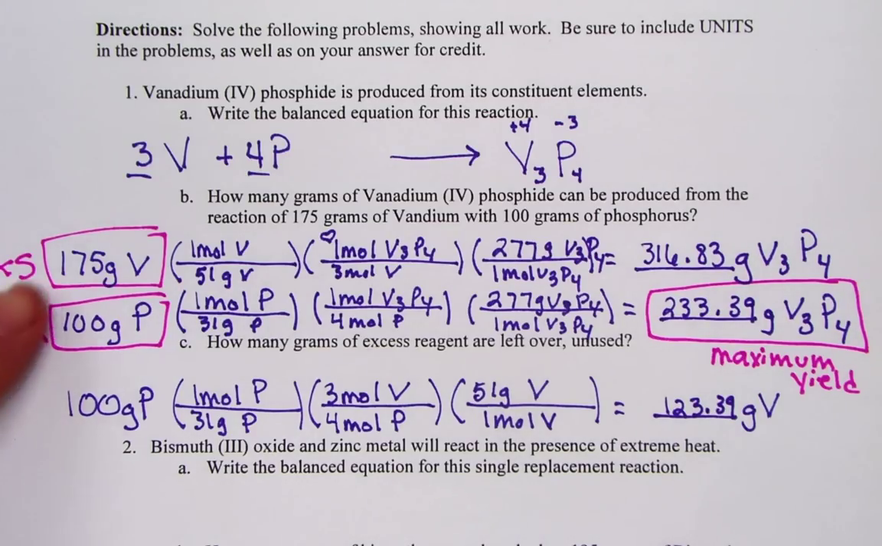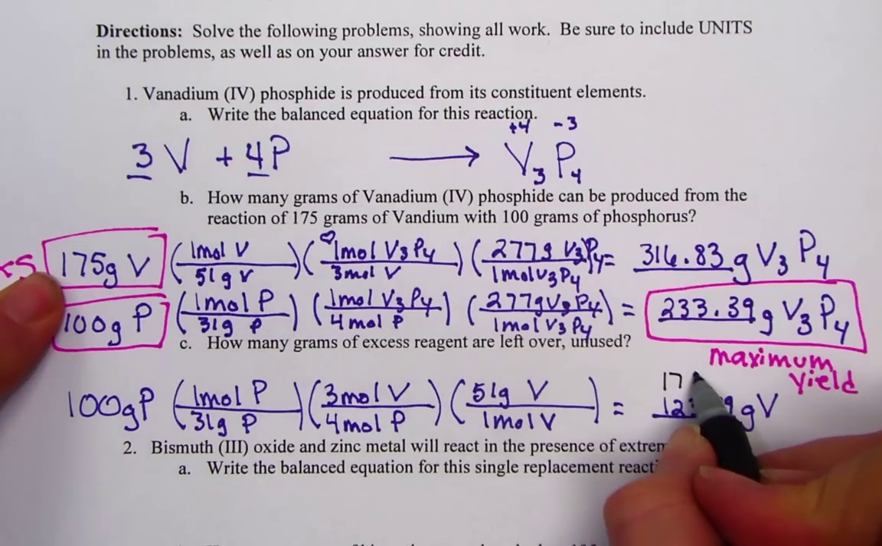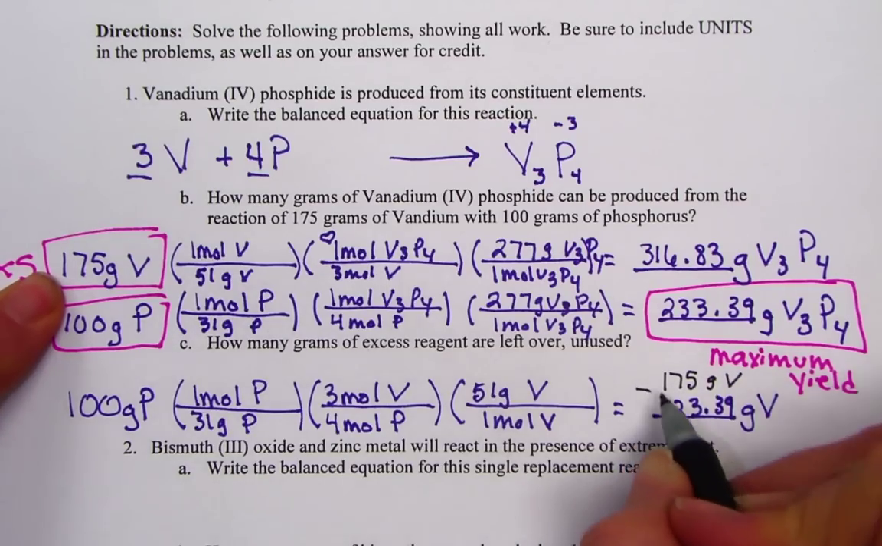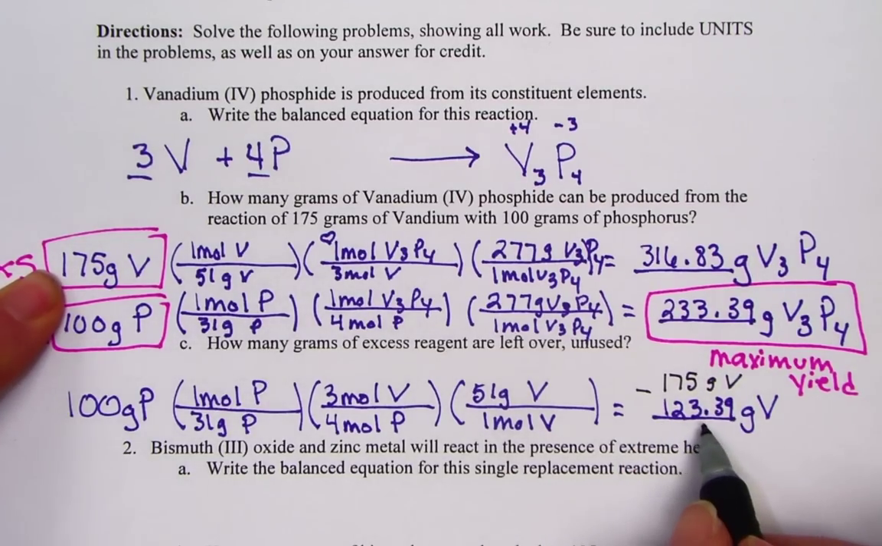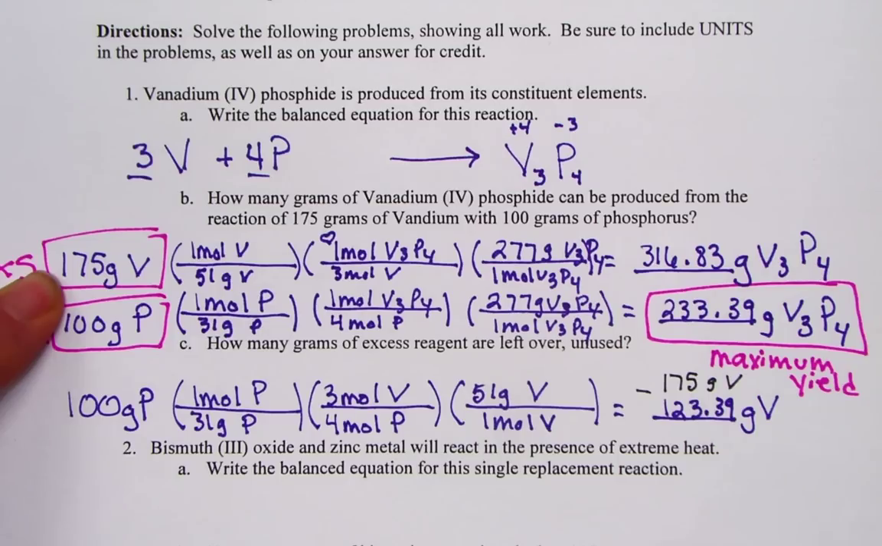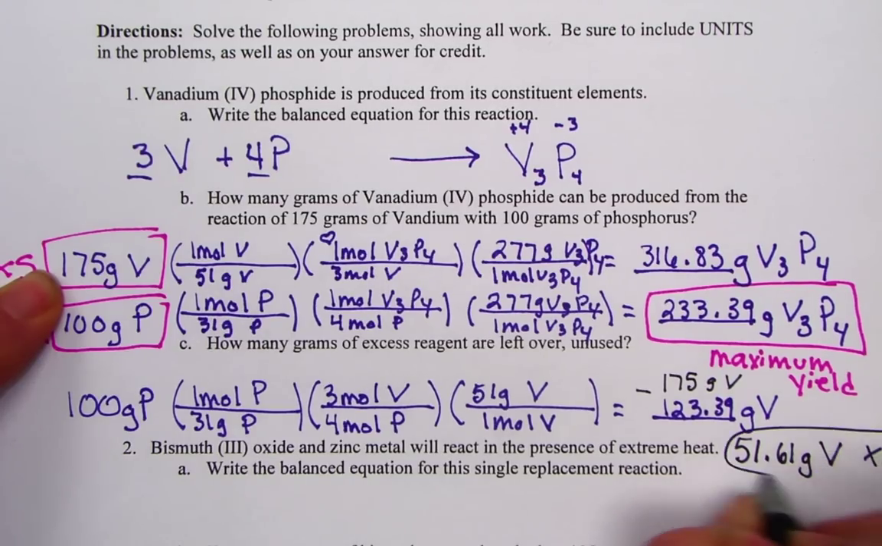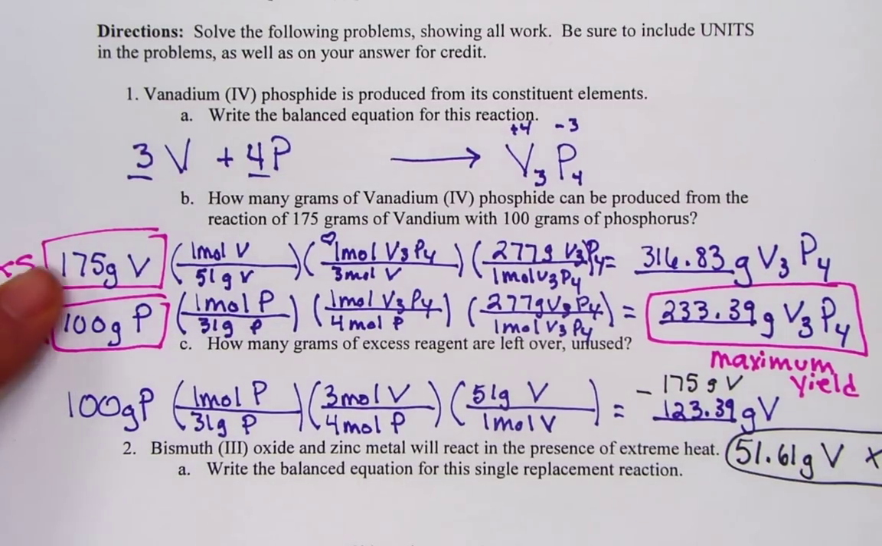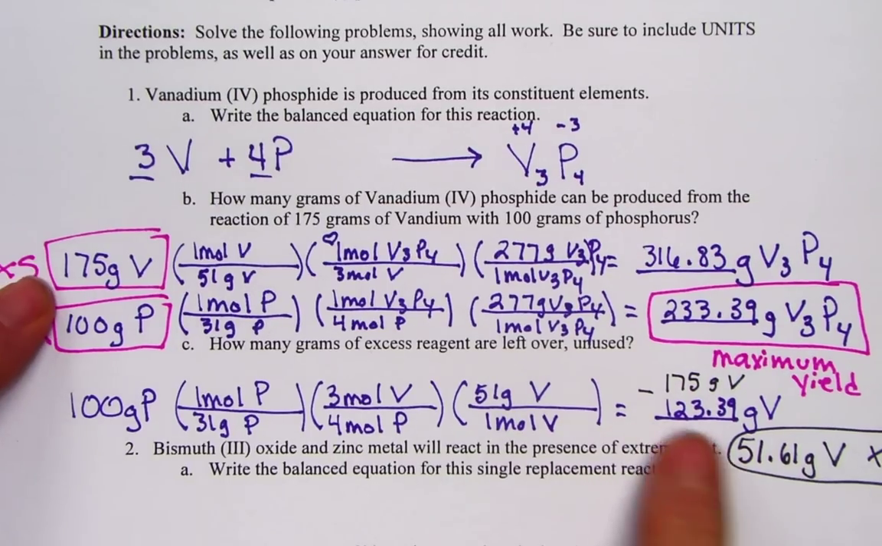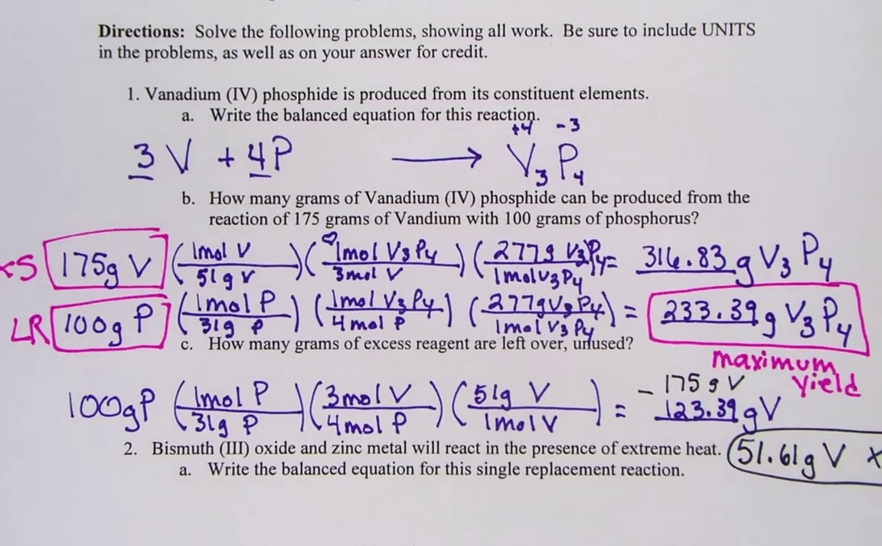If we started with 175 grams of vanadium, and along the way we used up 123.39, let's find the difference: 175 minus the answer to our stoichiometry problem, 123.39. I'm finding 51.61 grams of vanadium were in excess amounts. The difference between what we started with and what we used gives me the answer to how much was left over.